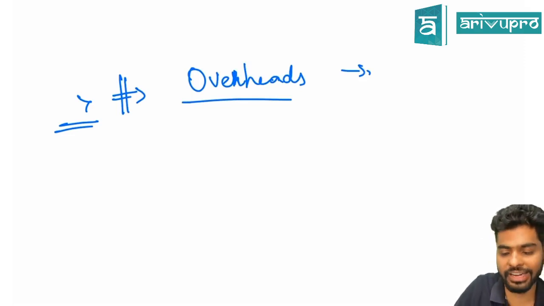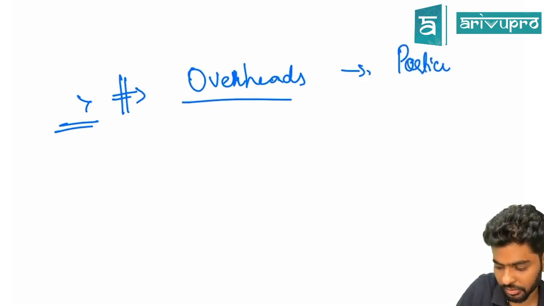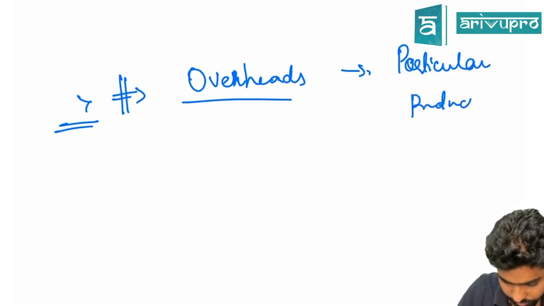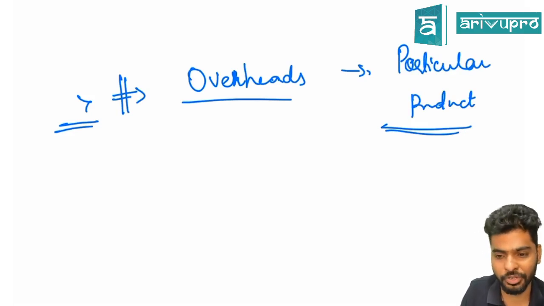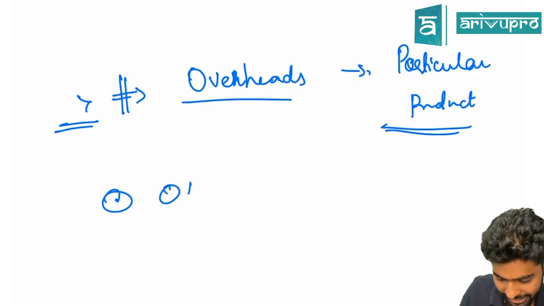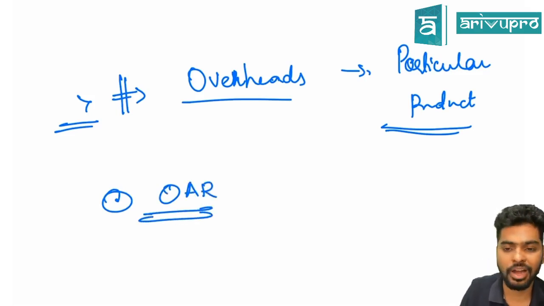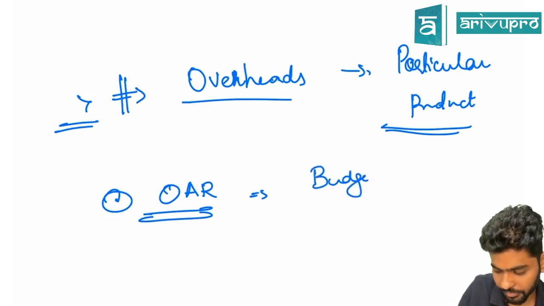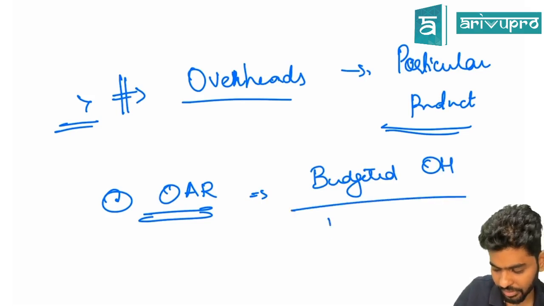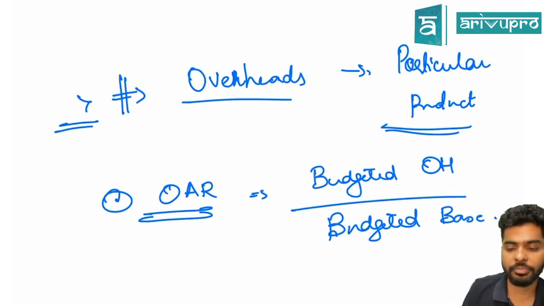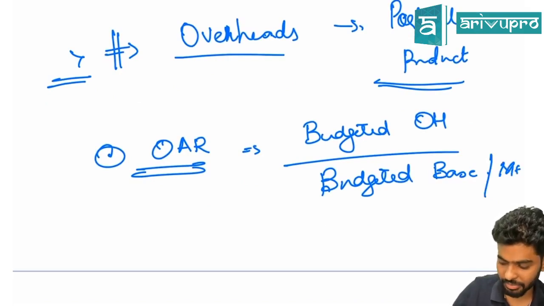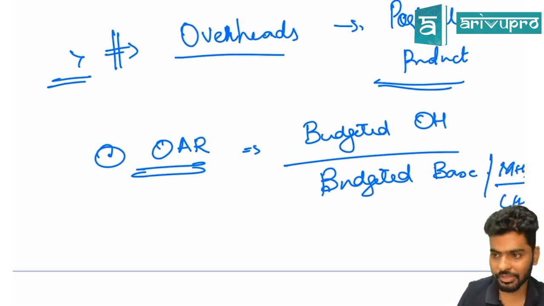How do I find out overheads for a particular product? If I have to find overheads for a particular product, what I do is I find the OAR, that is overhead absorption rate. How do I find the overhead absorption rate? Budgeted overheads divided by my budgeted base. And this budgeted base can be machine hours, labor hours, or other things.